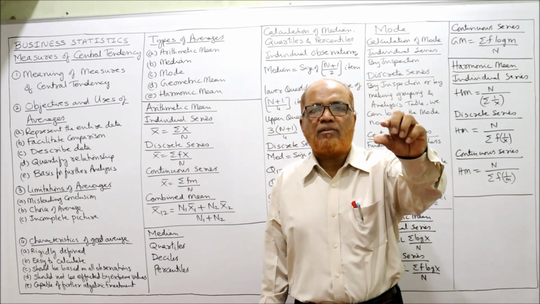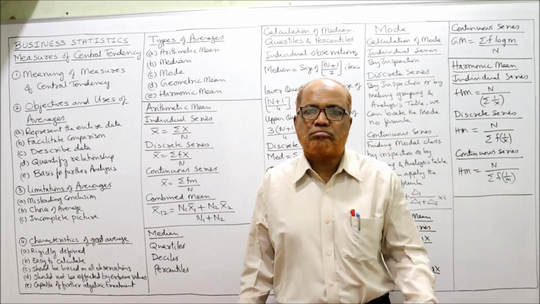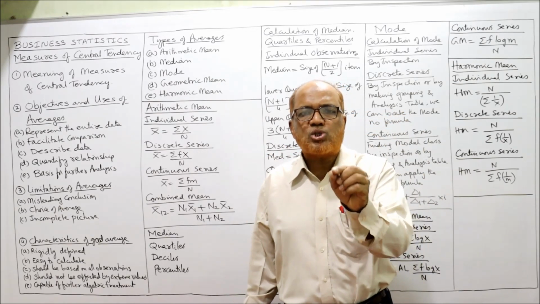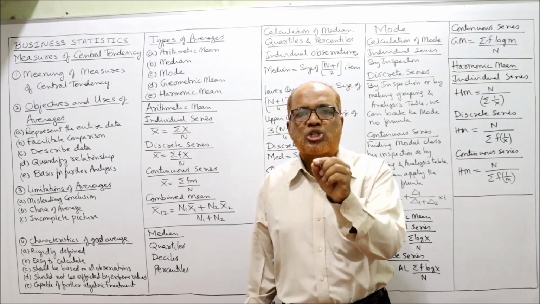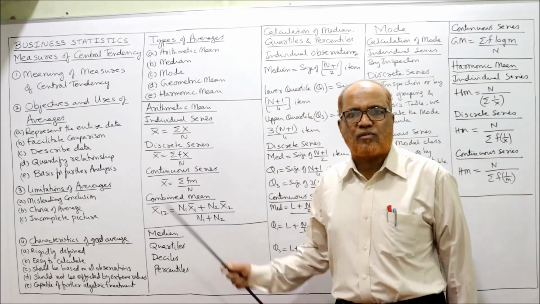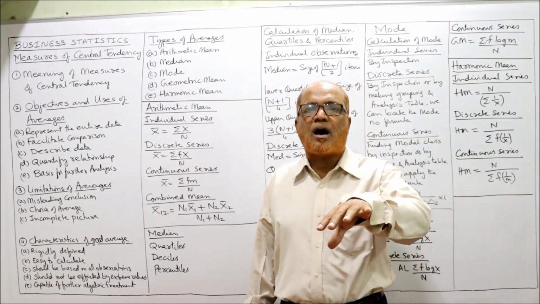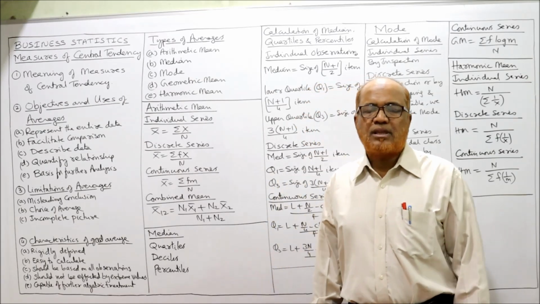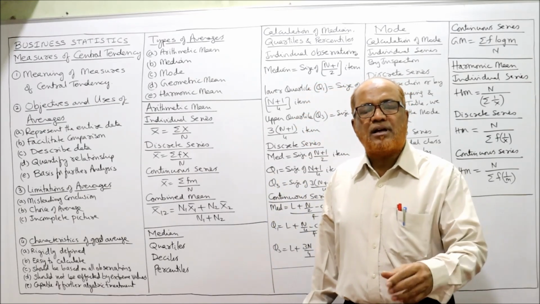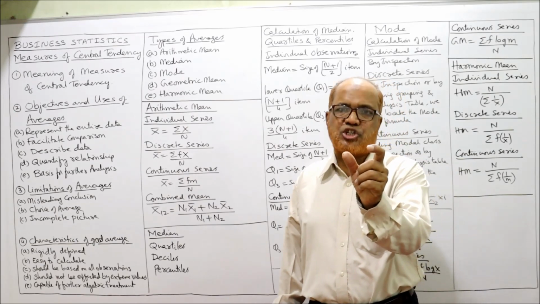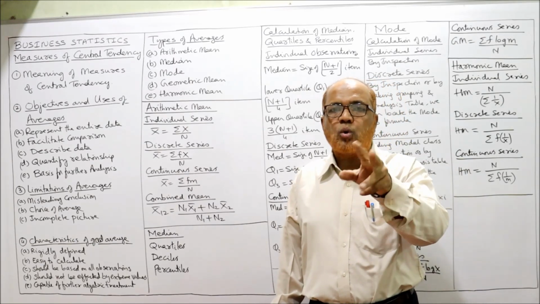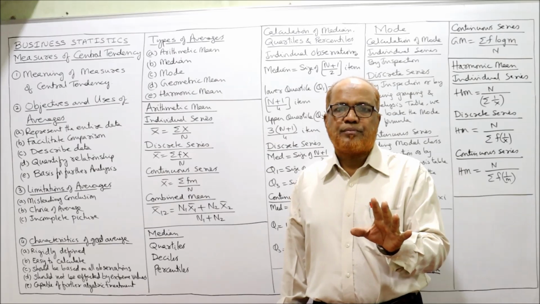Take the total of all the values divided by the number of values. That's it. And this is the most commonly used average compared to other types of averages. Most commonly used because its merits are more than demerits. The merits are, first of all, the definition is very rigid. There are no two meanings of its definition.